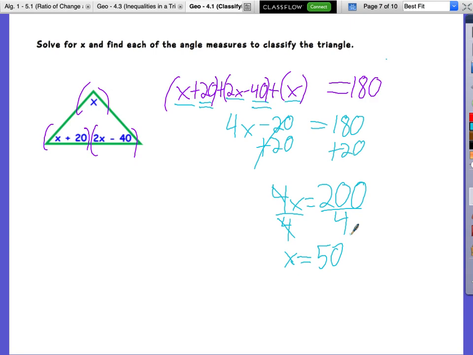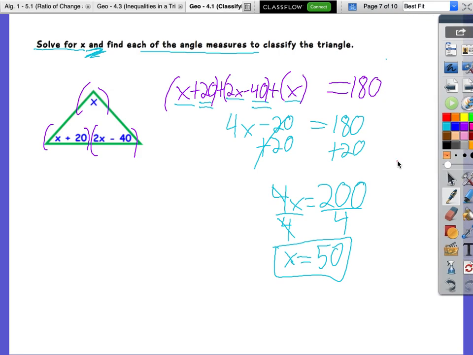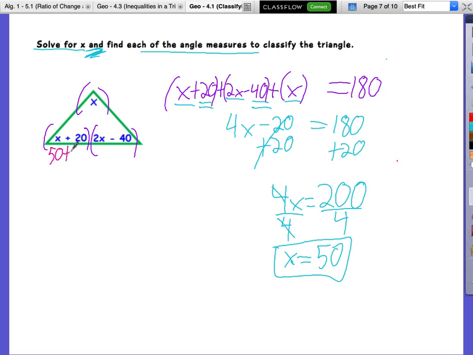First part, solve for x. We did that. Okay? And find each of the angle measures. How can we do that? Okay, Gracie. You do 50 plus 20. Okay, so we plug it in and we get 50 plus 20, 70. So this one's 70 degrees. Yep.